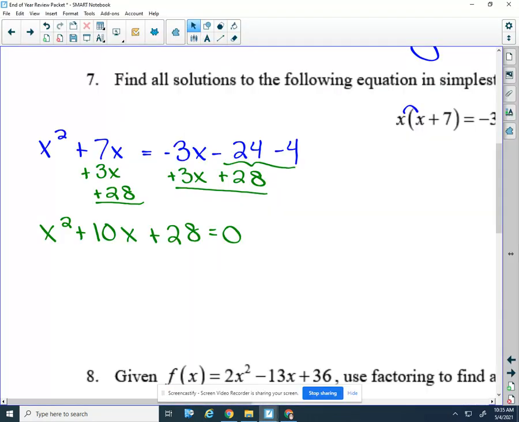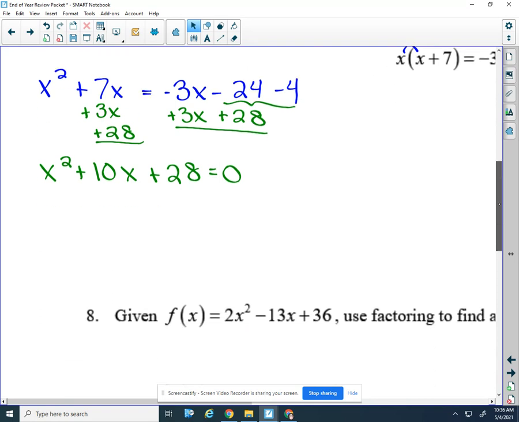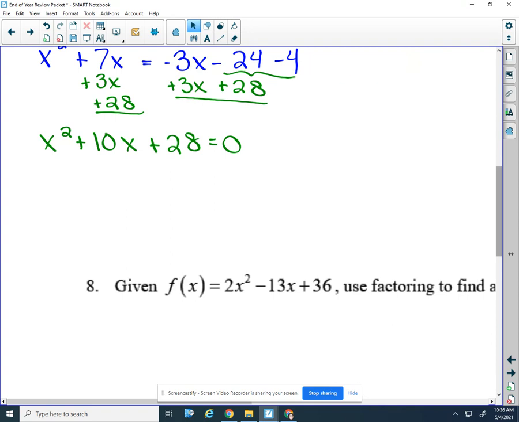So I distributed. I got one side equal to 0, and I ended up with x squared plus 10x plus 28 equals 0. It looks like a very basic and simple trinomial, but if you try to factor this, nothing multiplies to 28 and adds up to 10. There's a couple different options. One is completing the square, but we didn't tackle that this year. So you're really left with just the quadratic formula.